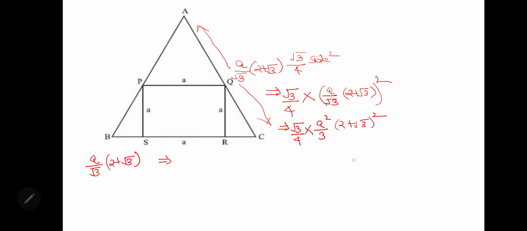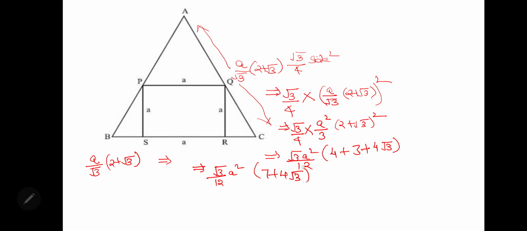Let it be. Just keep it like root 3 a square upon 12 and just expand inside. Square of 2 is 4, root 3 square is 3, and 2 into 2 into root 3. Can I write it like this? So what I have simply written is (a plus b) whole square is equal to a square plus b square plus 2ab. I think this is very familiar to you guys. If you don't know, please don't say we don't know. This is very basic. Okay, so 4 plus 3 is equal to 7 plus 4 root 3, correct?